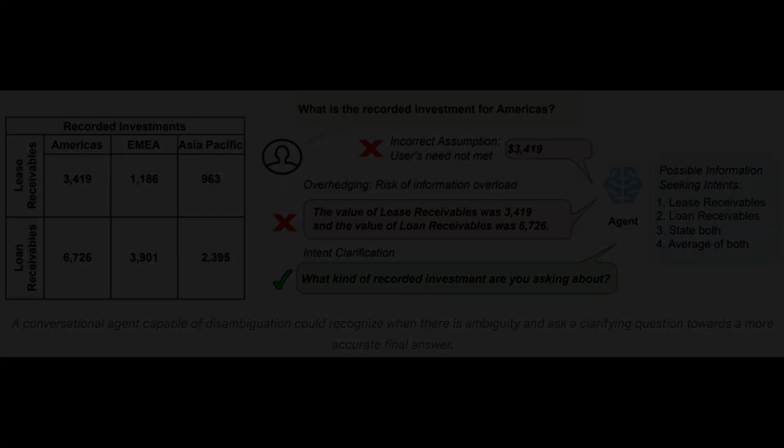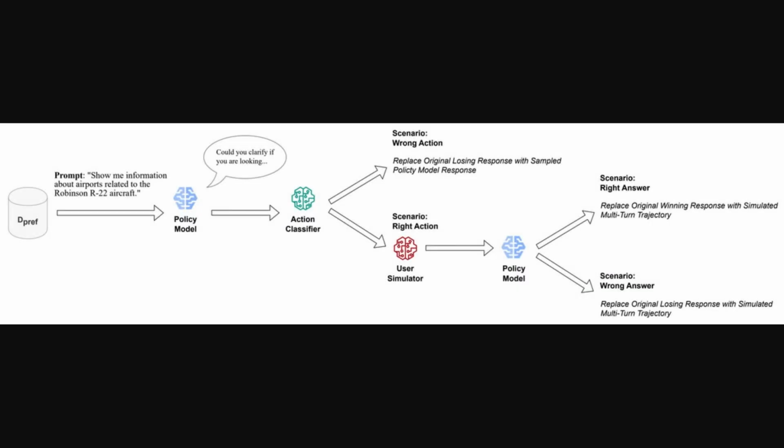improve. Okay, so building on that need for better disambiguation, this diagram shows the tuning phase of the action-based contrastive self-training method. It illustrates how the system learns. Starting with a prompt and an initial preference dataset, that's dpref. The policy model, which is the model being trained, generates a response. An action classifier then checks if this response is the right kind of action, like asking a clarifying question.